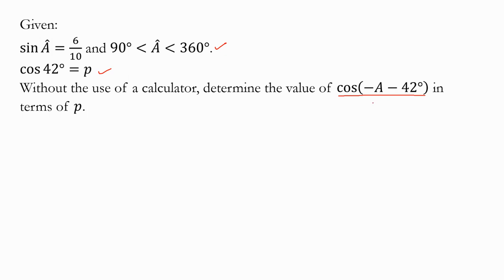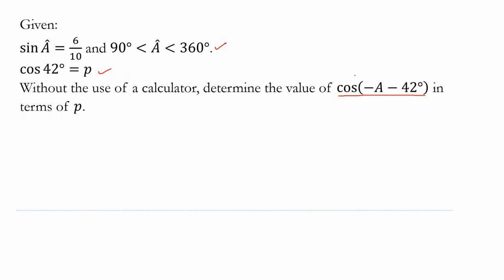What do you see here if you check this? I can see a compound angle. But with this negative A minus 42, a compound angle would be easier if it is maybe just A minus 42 or A plus 42. How can we deal with that? We can factor out negative 1 here and use our knowledge about negative angles.